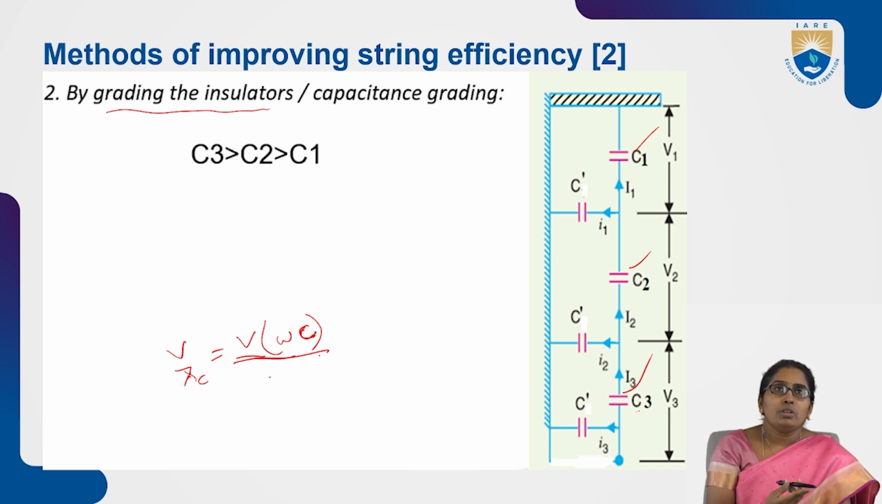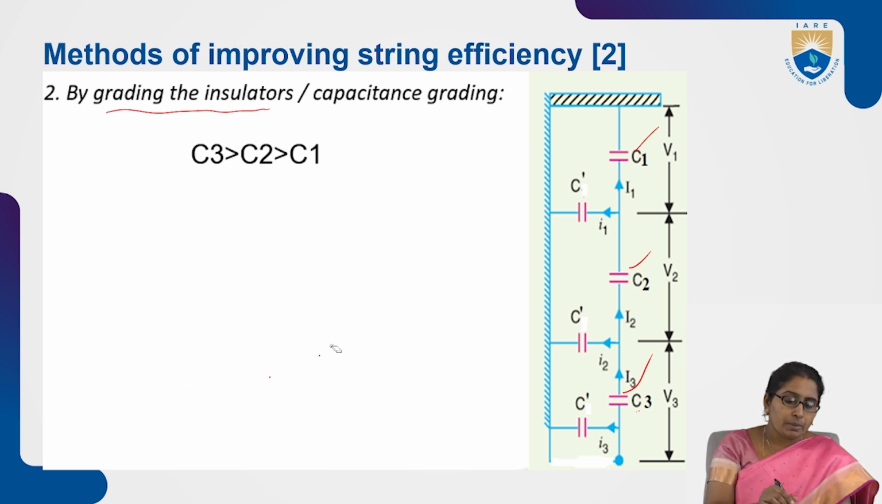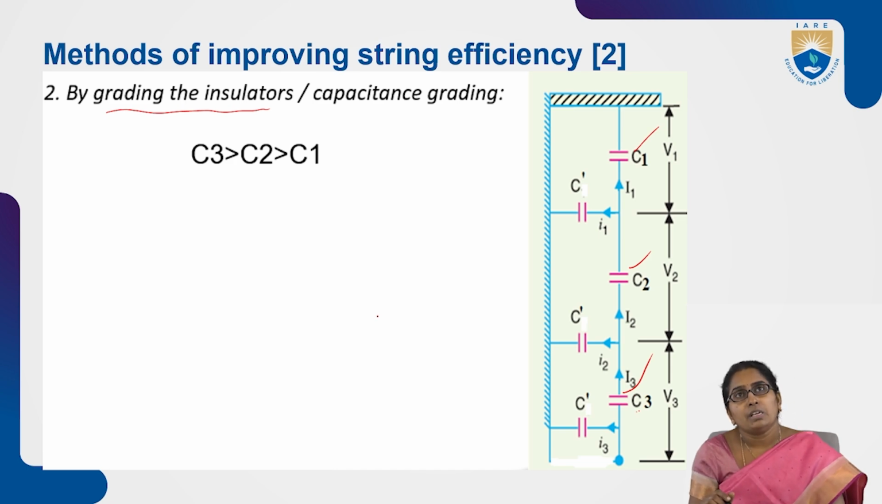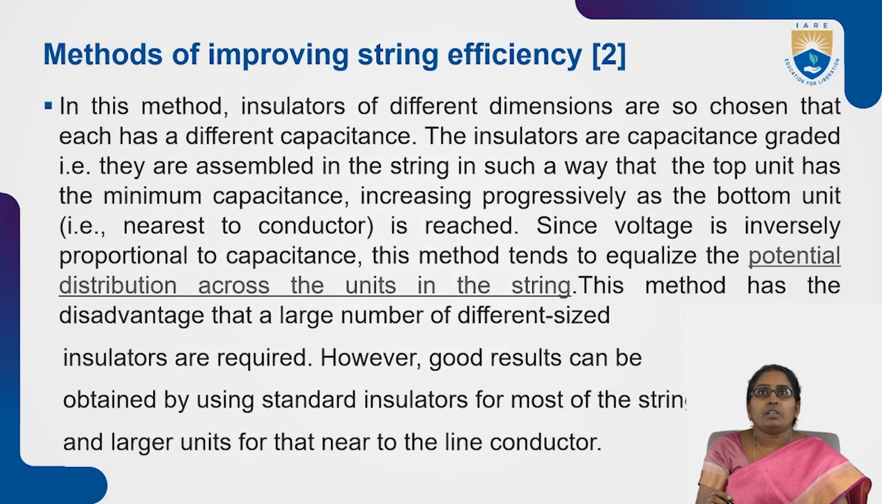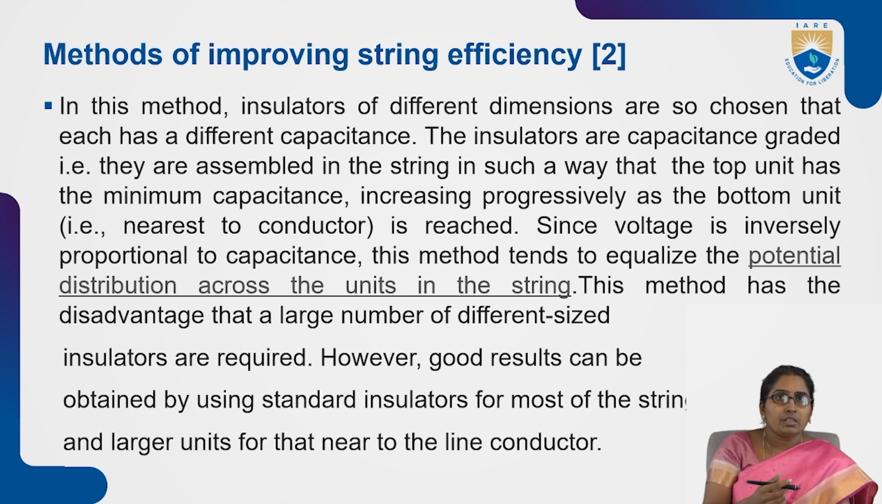That is how they use different dimensions of units, so that they get different values of self capacitances. Based on that we can get uniform voltage distribution. That is what is mentioned here. But the disadvantage here is that we need a large number of different sized insulators. That is one disadvantage.